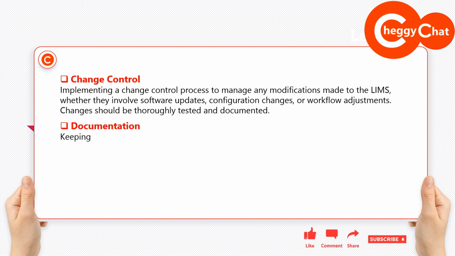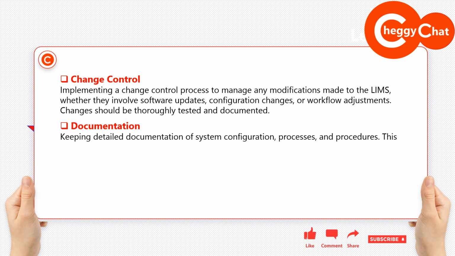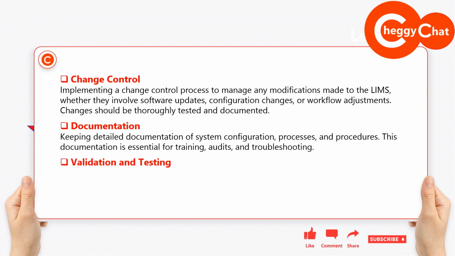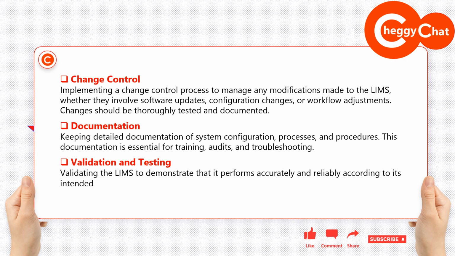Documentation. Keeping detailed documentation of system configuration, processes, and procedures. This documentation is essential for training, audits, and troubleshooting. Validation and testing. Validating the LIMS to demonstrate that it performs accurately and reliably according to its intended use. This involves testing the system thoroughly in various scenarios to ensure its functionality.